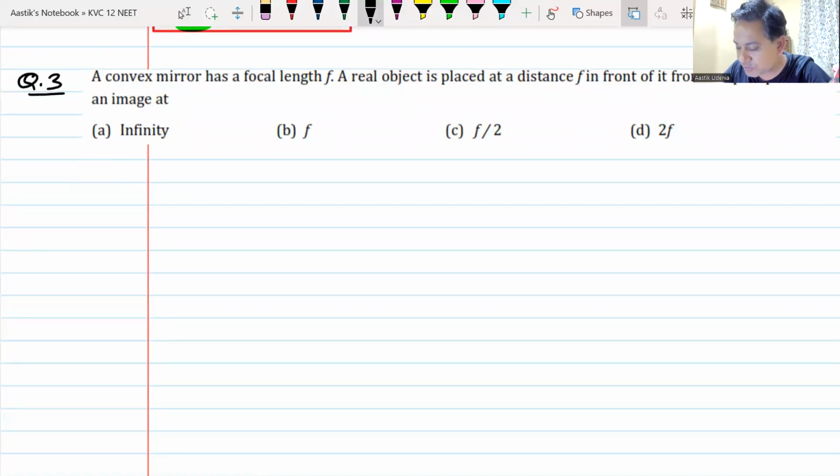And here comes the question. The question is very simple. A convex mirror, my dear friends, remember the mirror has changed. A convex mirror has a focal length of f. A real object is placed at a distance f in front of it from the pole. Where will it produce the image? And the options are A infinity, B f, C f by 2, D 2f. And I will wait patiently for your answers, my dear friends.